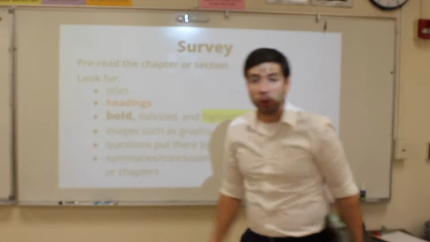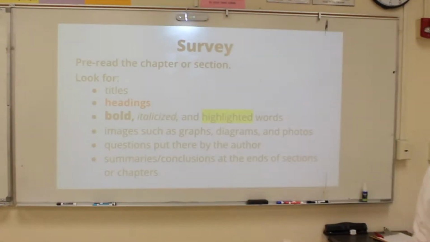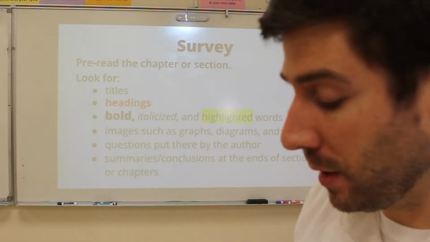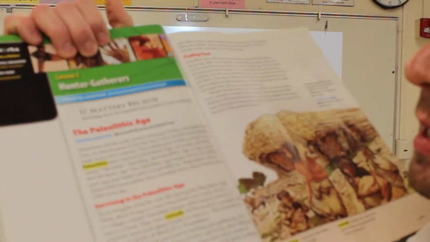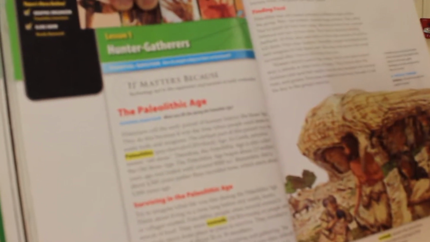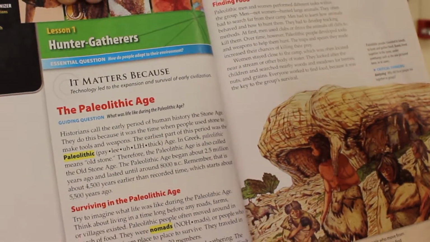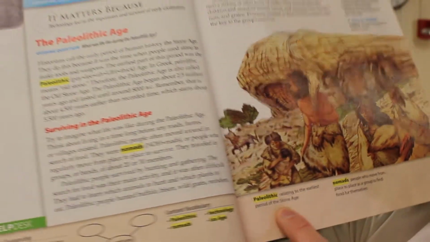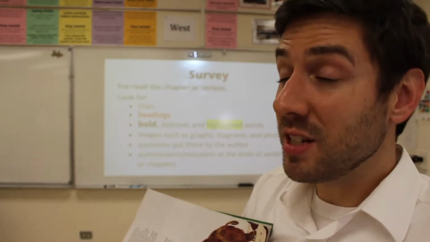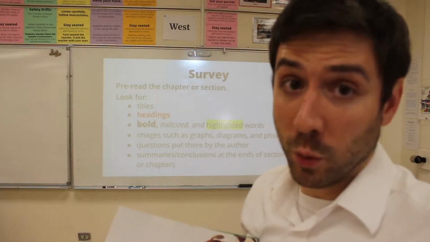If we look at bold words, italicized words, and highlighted words, we get an idea of the vocabulary we need to look out for. So like Paleolithic, very important word, says how to pronounce it. Down here there's a little definition of it. So we're looking at just these words. We're not looking at the definition necessarily, we're just looking at the words and kind of previewing them.